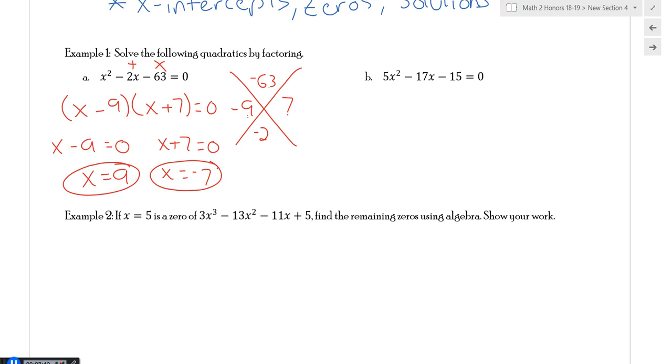Alright, we can do the very similar thing in part b, except for this one, we multiply to 1 times negative 63. When there's no coefficient here, we can ignore it because 1 times anything is itself. In this case, we can't. There's a 5 here. So 5 times negative 15 is negative 75. That's what you have to multiply by.